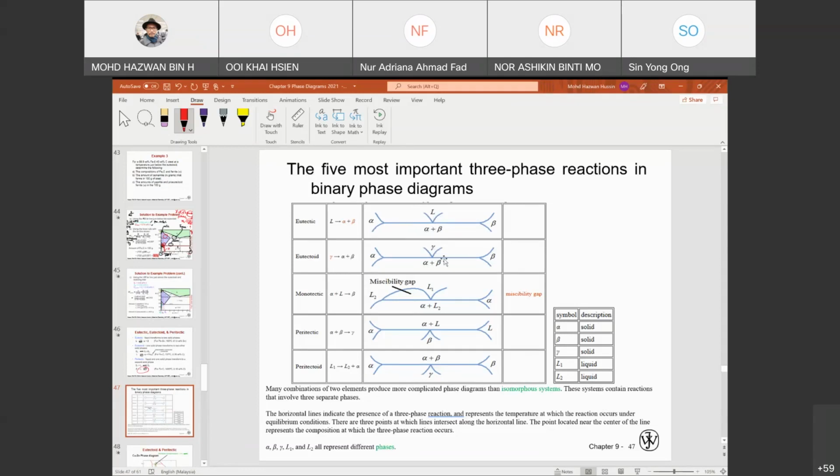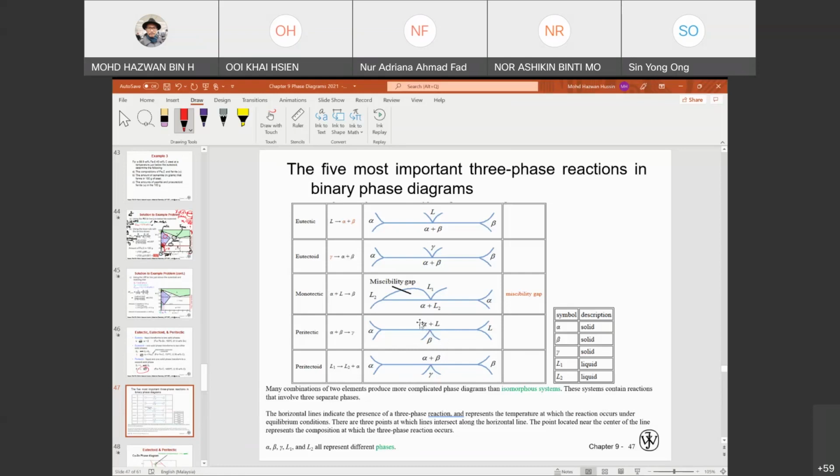Eutectoid, still a horizontal line, the V-shaped boundary is on top. Then you will see the reactant will be gamma, and the product alpha plus beta. Monotectic and peritectic are a different story, because the phase boundary is located at the bottom. You can see the V is at the bottom, inverted. So how you read the phase diagram is by looking at this.